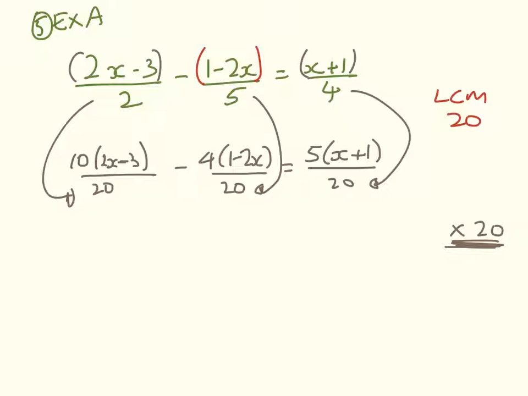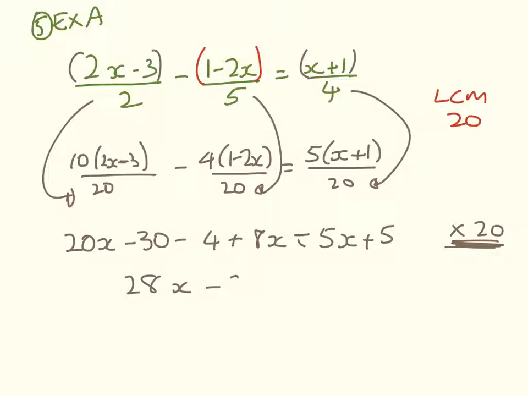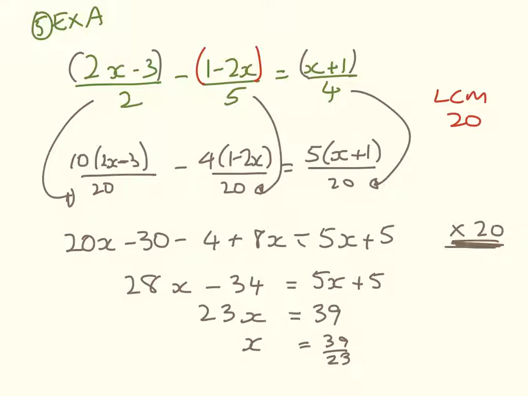Okay, if you're not clear on that step, you'd better ask me in class or look for a simpler video or send me an email. Expanding out, we now get 20x minus 30 minus 4 plus 8x is equal to 5x plus 5. Collecting up like terms, 28x minus 34 equals 5x plus 5, which gives me 23x equals 39. So x is equal to 39 over 23.